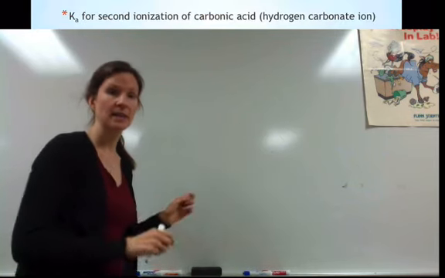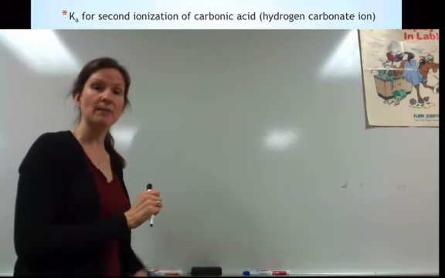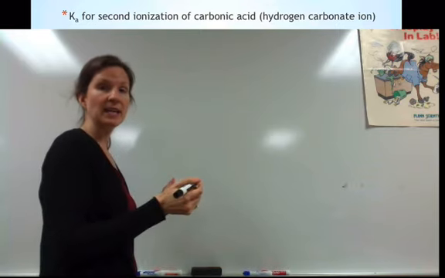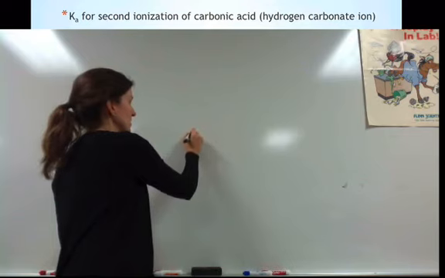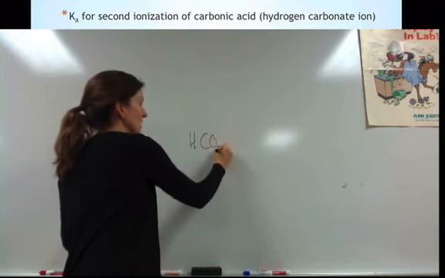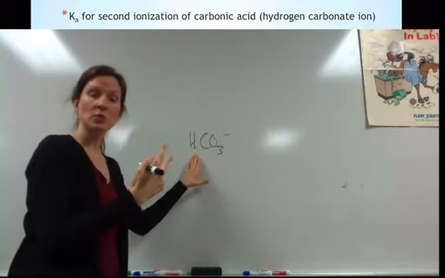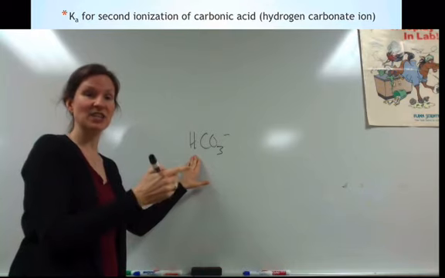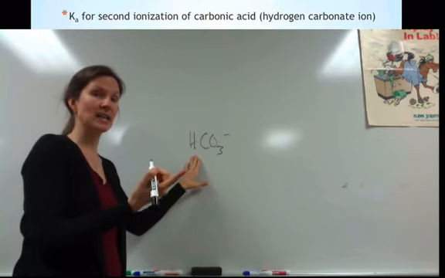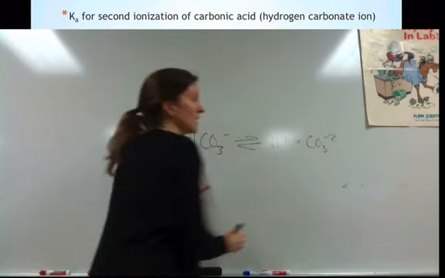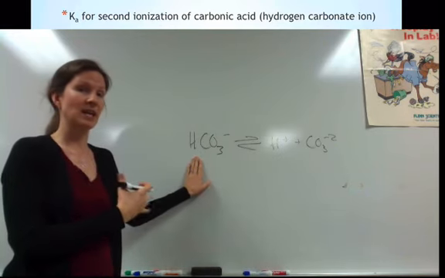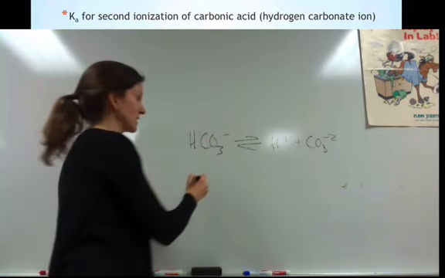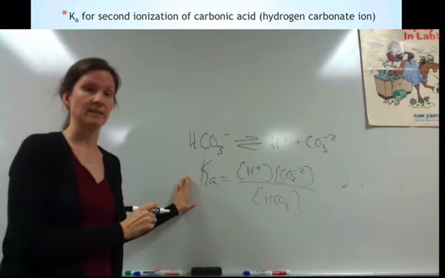Now the Ka for the second ionization of carbonic acid, what we're saying here is that you have the hydrogen carbonate ion. So that is one hydrogen with carbonate rather than two. This is the second ionization. It already ionized one time to lose one H. Now it's ionizing a second time to lose the second H. So the K now is still equal to products over reactants, just like this.